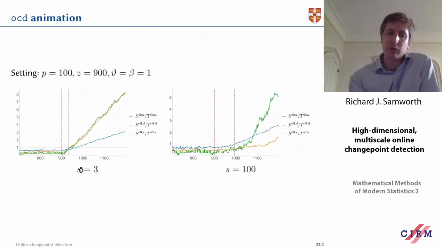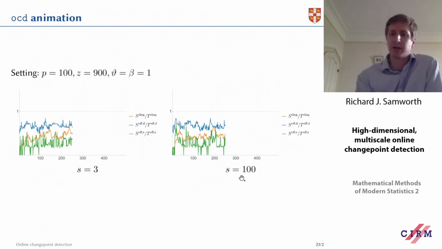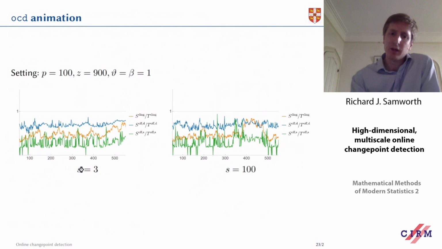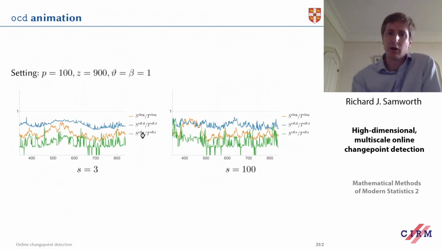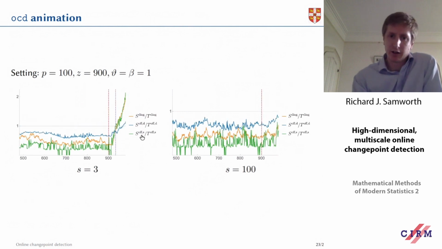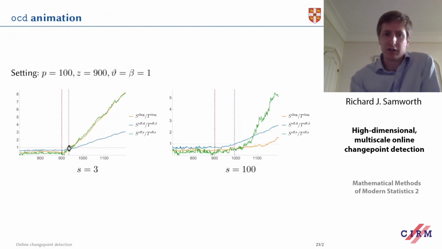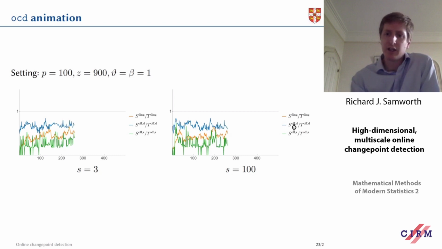So on the left, we've got a rather sparse situation where the change is only occurring in 3 coordinates, and on the right, it's completely dense, and the change is happening in all of the coordinates. So you remember that for the sparse settings, the diagonal statistics and the sparse version of the off-diagonal statistics are specifically designed for this situation, and you can see that they're the first ones to declare the change in this case.